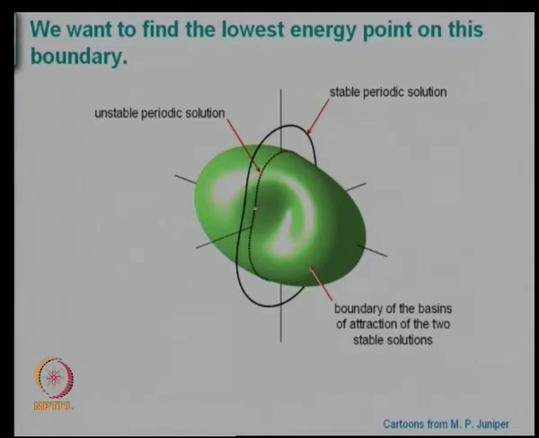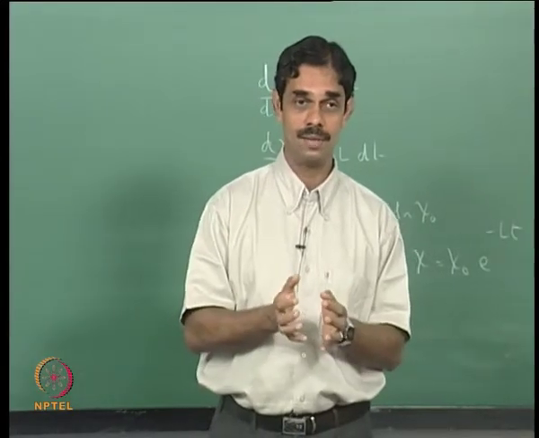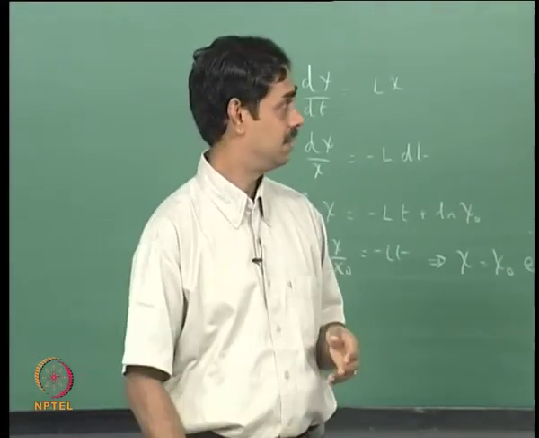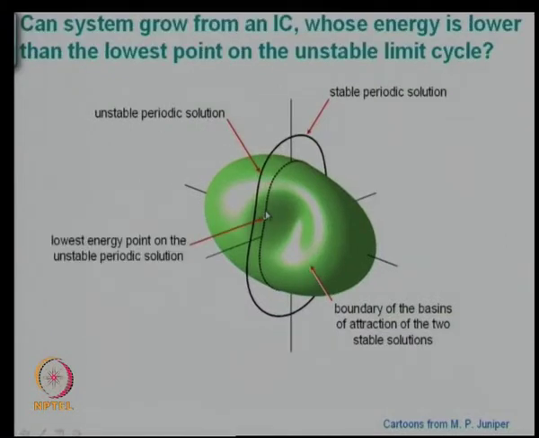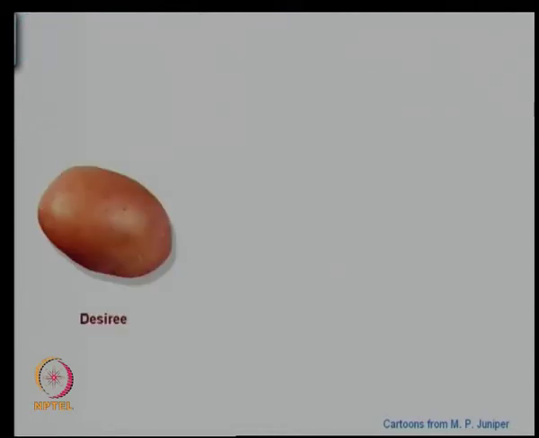So we want to find the lowest energy point on this boundary, okay, that's the idea. You have a boundary, and the question is whether the boundary is like a football, everything round, or is it distorted. From this picture you can imagine that I am hinting at a distorted one. So let us say you have this limit cycle, and let us say this is the lowest energy point in the unstable periodic solution. Do you have to hit the system with at least that much energy, or can this dimple be dimpled such that you can even have lower energy and still go up to the limit cycle? That is the question. So we look at different topologies.